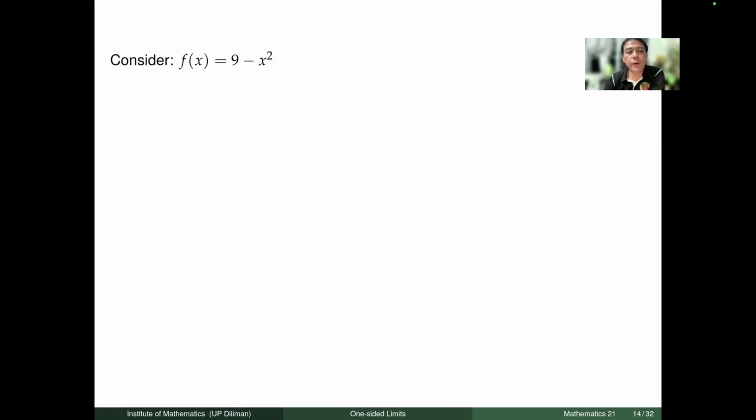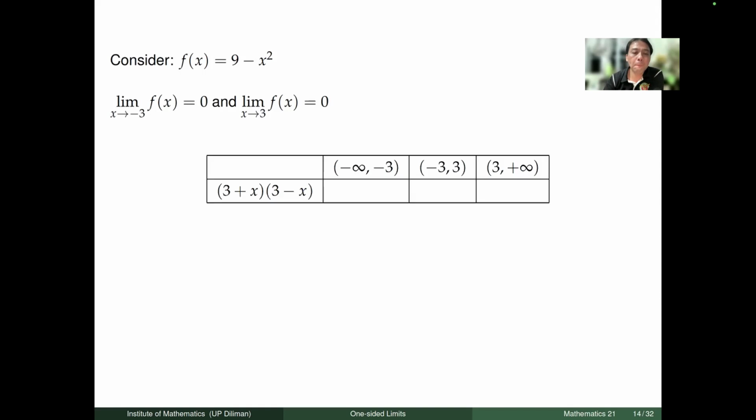So consider this function, f of x equals 9 minus x squared. As x approaches negative 3, the limit of f of x is 0 because you just have 9 minus negative 3 quantity squared. So that's 9 minus 9 equals 0. As x approaches 3, the limit is also 0. 9 minus 3 squared is 9 minus 9 equals 0.